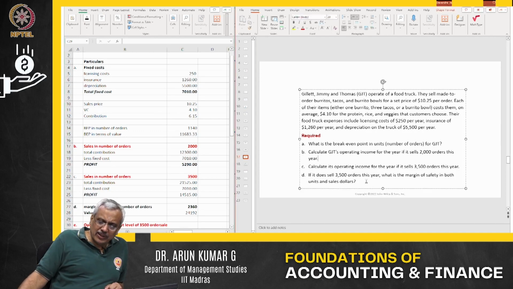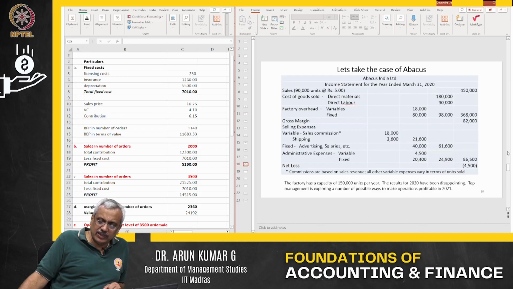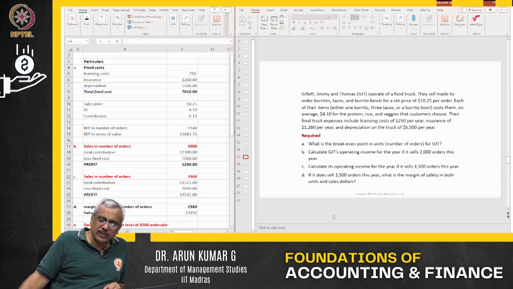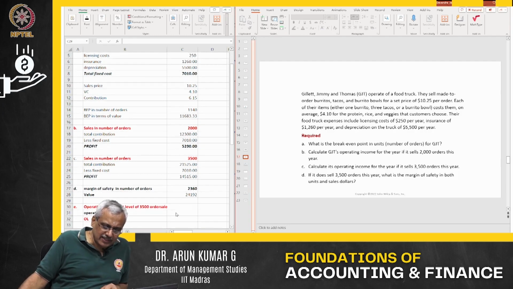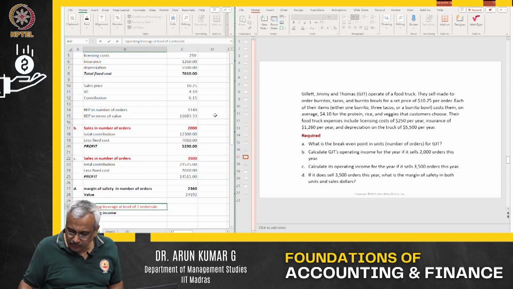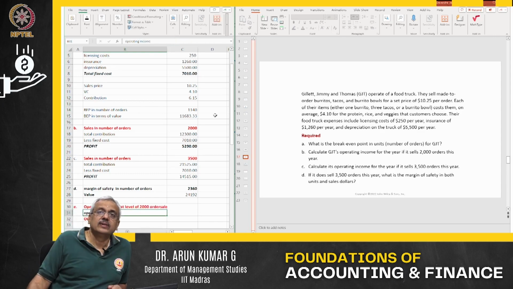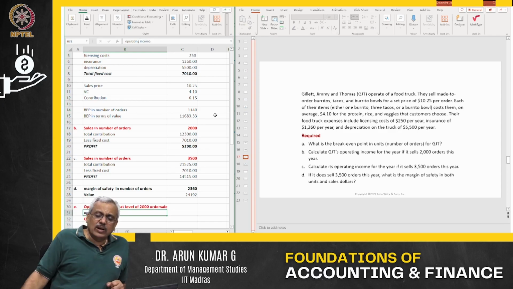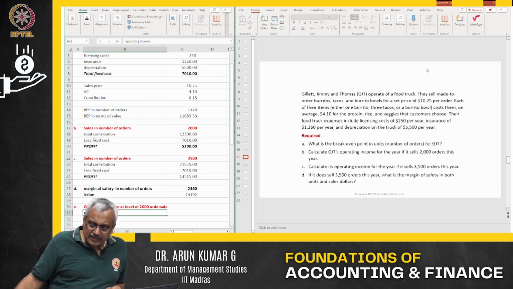Now, I am going to add one more question here. Let us calculate the degree of operating leverage. Let us say it sells not 3500, but about 2000 units. What did we say is the degree of operating leverage in this particular case?